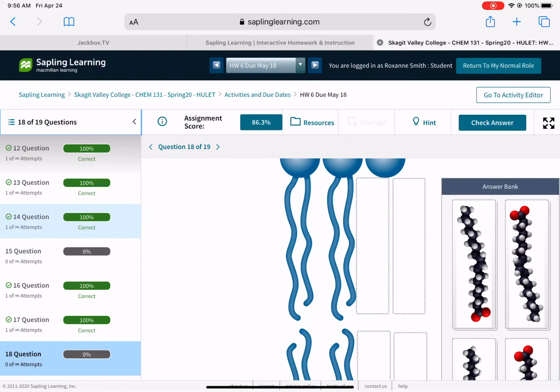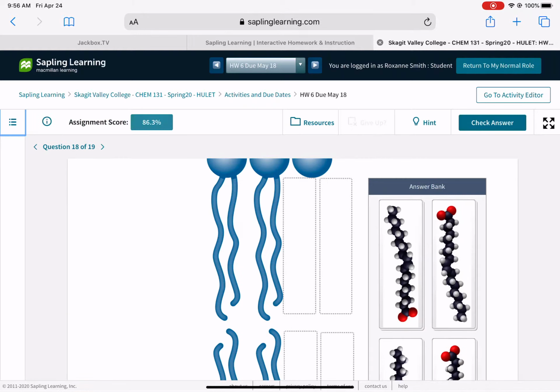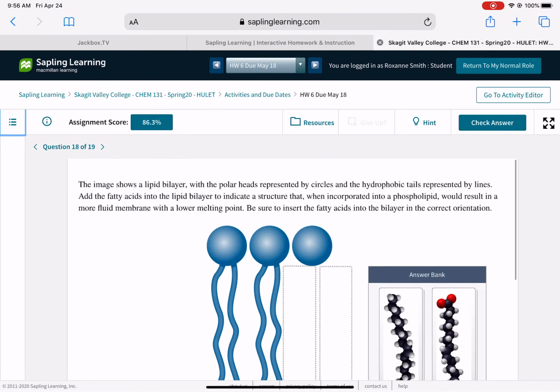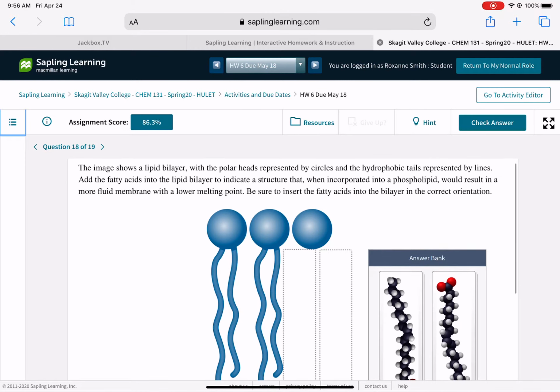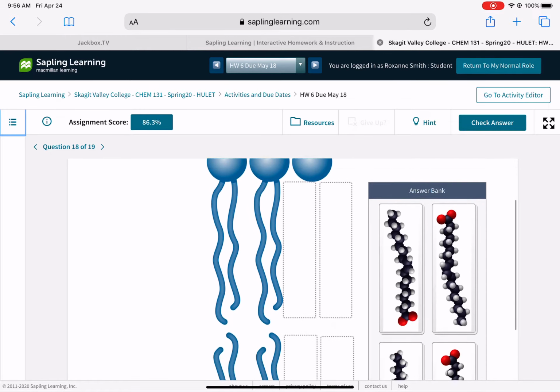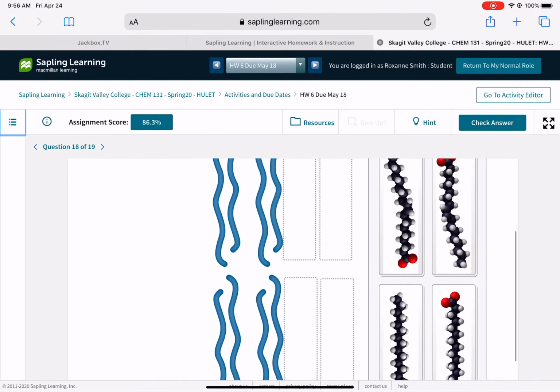I'm going to give you some tips on Sapling homework 6, questions 15 and 18. And I want to do question 18 first because it is easier. So we'll get the easier one out of the way. So this one is asking you to complete this representation of a lipid bilayer using these 4 options.